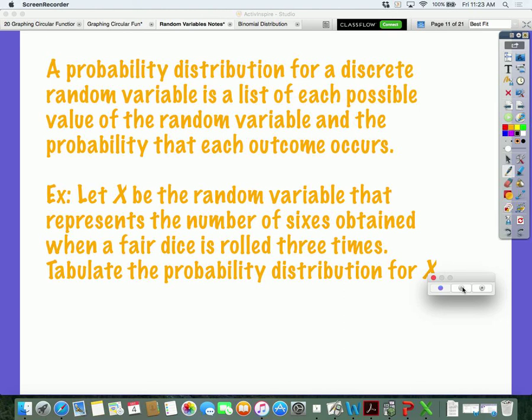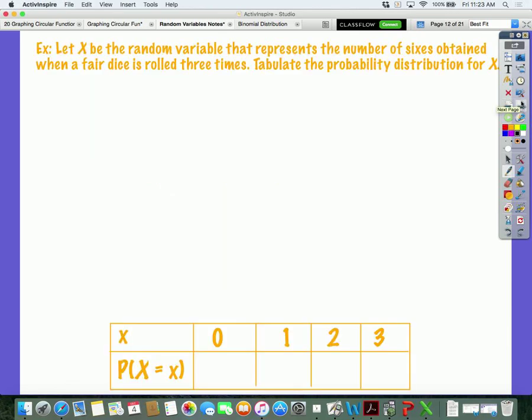We are going to let capital X be a random variable that represents the number of 6s obtained when a fair die is rolled 3 times. We're going to tabulate the probability distribution of X. A probability distribution looks like a table where X represents the outcomes that could occur: no 6s, 1 six, 2 sixes, or 3 sixes. The second row represents the actual probability of these situations happening. That is a probability distribution.